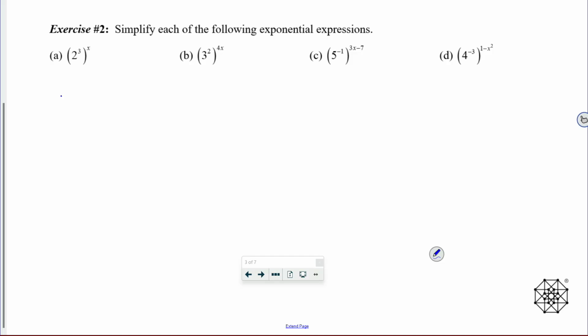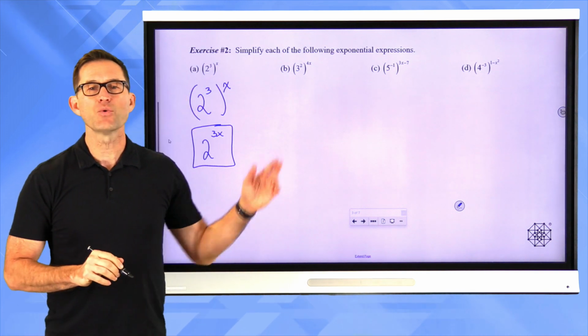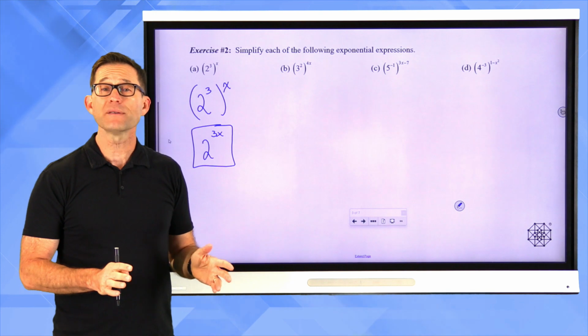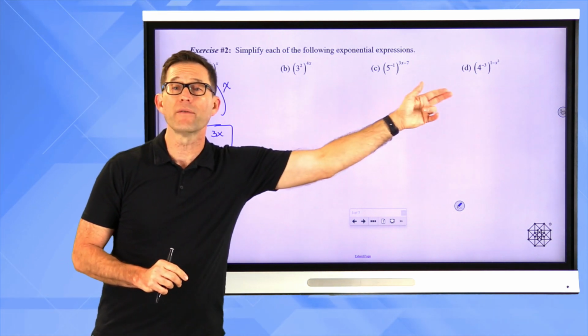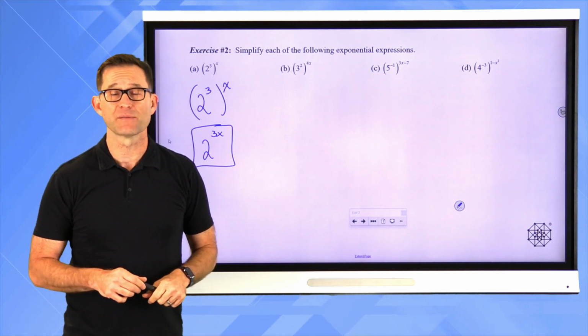Here we have, and let me write it a little bit bigger for you, 2 to the third raised to the x. We can, quote, simplify this by simply rewriting it as 2 to the 3x. And each one of these is simply exactly like what we just did. So pause the video now and rewrite each one of these particular expressions using the product property of exponents.